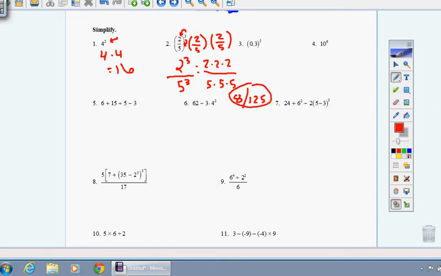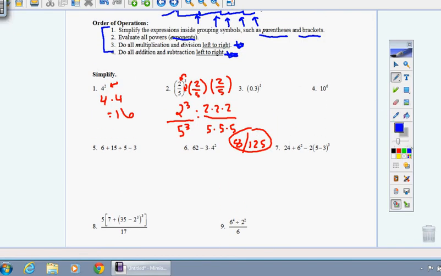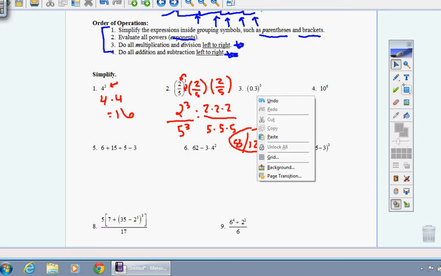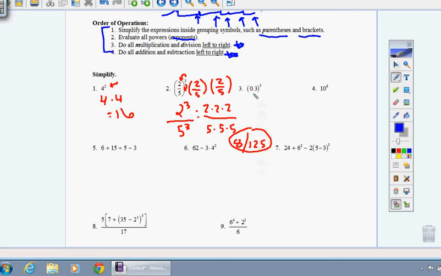Alright, let's do this next one. 0.3 to the 5th. This is a tricky one, because we're taking a decimal and multiplying it by itself 5 times. So really what this means is we want to do 0.3 times 0.3 times 0.3 times 0.3 times 0.3. But working with decimals, that can be tough to do in your head. So we need to make this problem easier for ourselves. We're going to take this decimal and move it 1 over. So we're going to actually change the problem here for a second, from 0.3 to the 5th into 3 to the 5th.